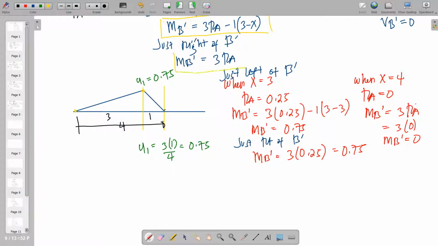Just right of B prime, MB prime is 3 times your RA, and your RA will always be equal to 0 once it reached 4. That is why MB prime is 0, and it stays at 0 from there on. So this will be our influence line diagram for the moment at B prime.